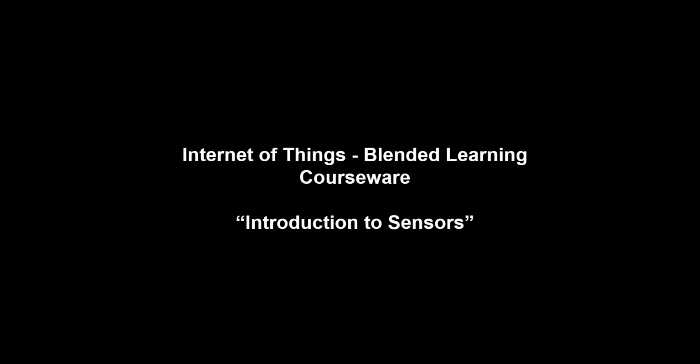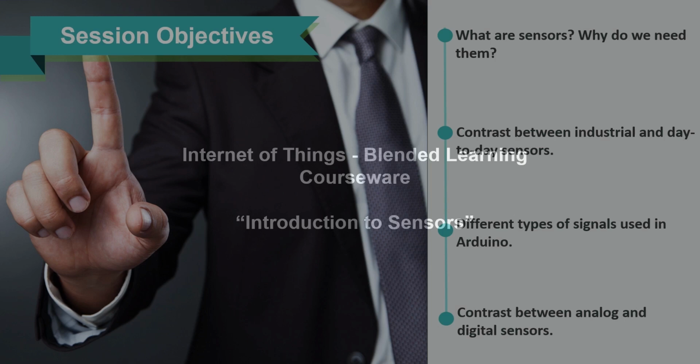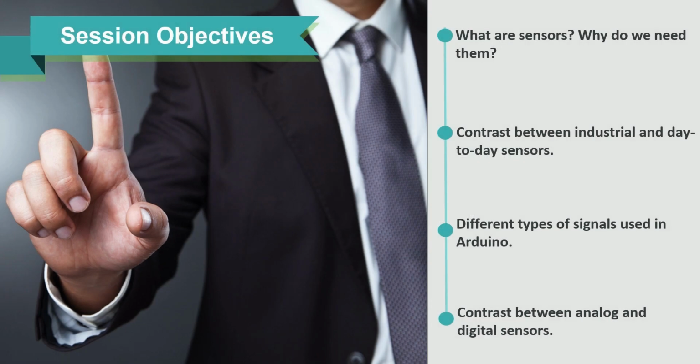Choosing the right sensor, selecting the appropriate sensor out of multiple available sensors, choosing the best one, in short, is the most important thing that we need to learn. In this session, the listener can get a clear idea of what sensors are all about, why we need them, the contrast between industrial and day-to-day sensors, different types of signals used in Arduino boards, and the contrast between analog and digital sensors.